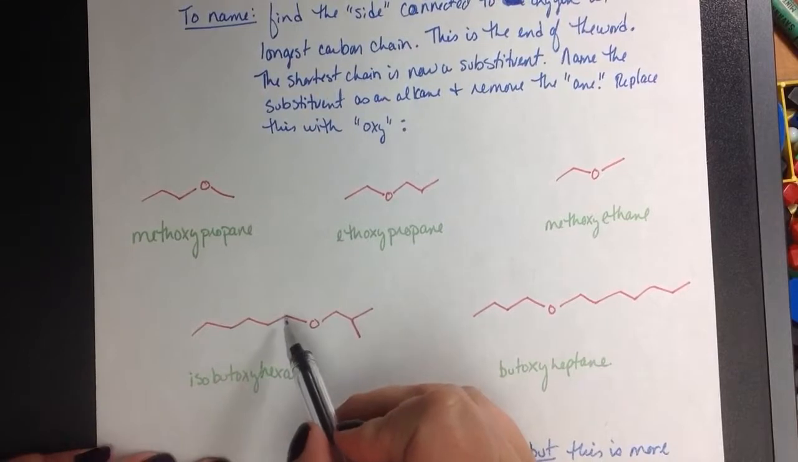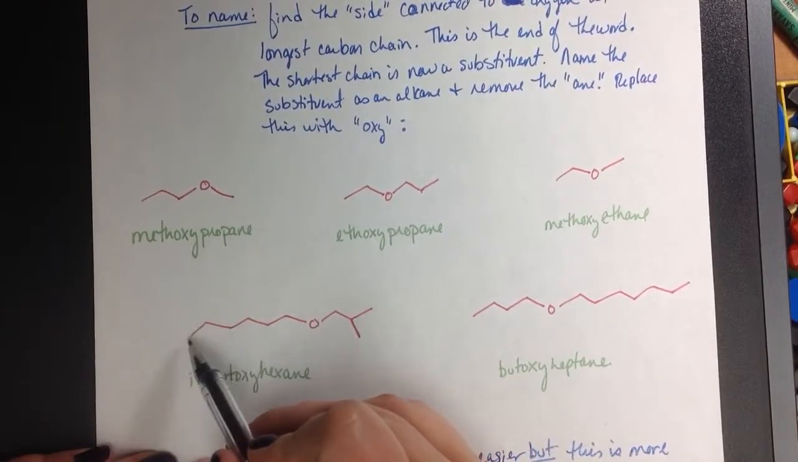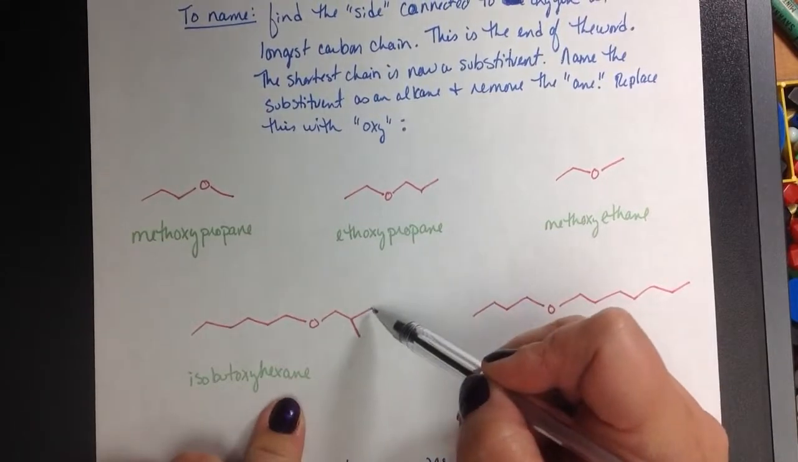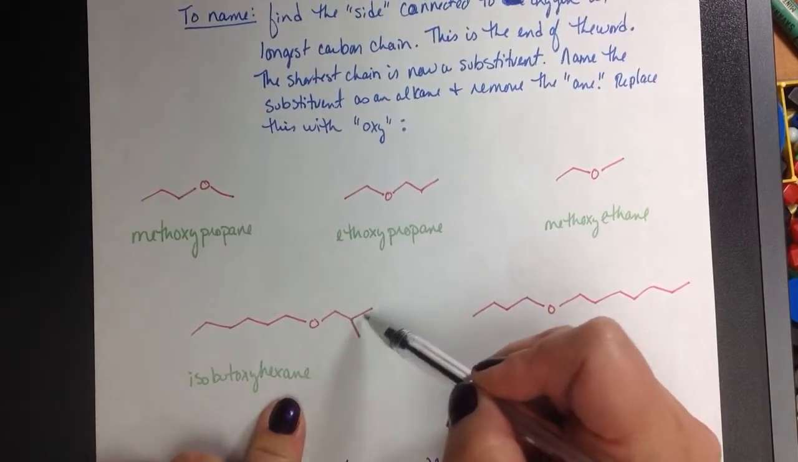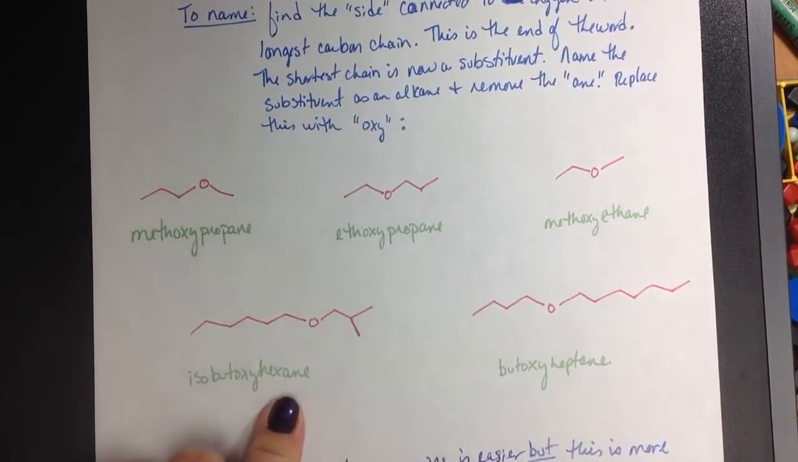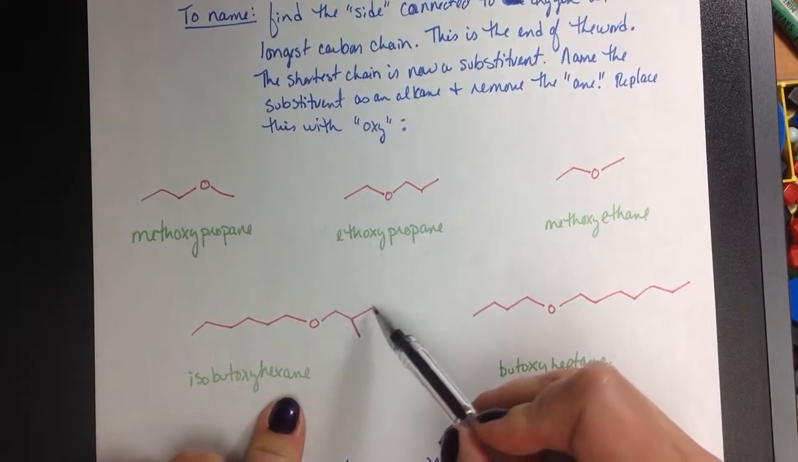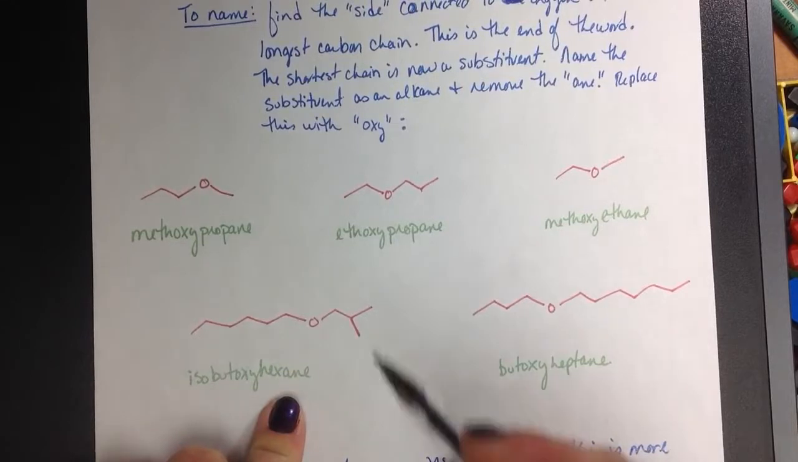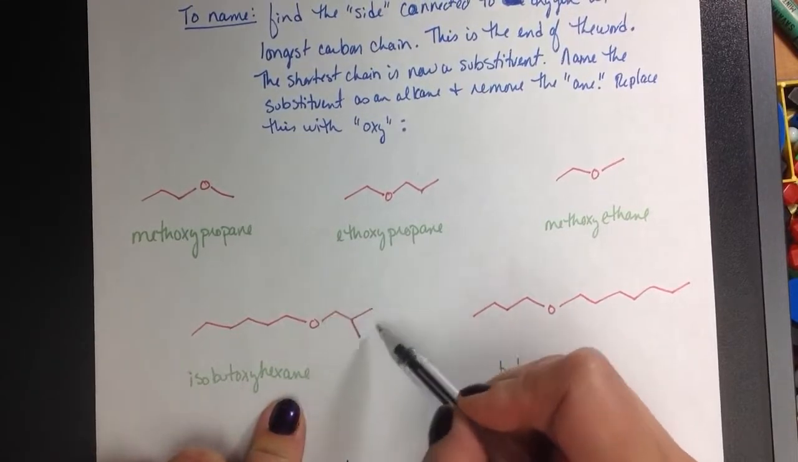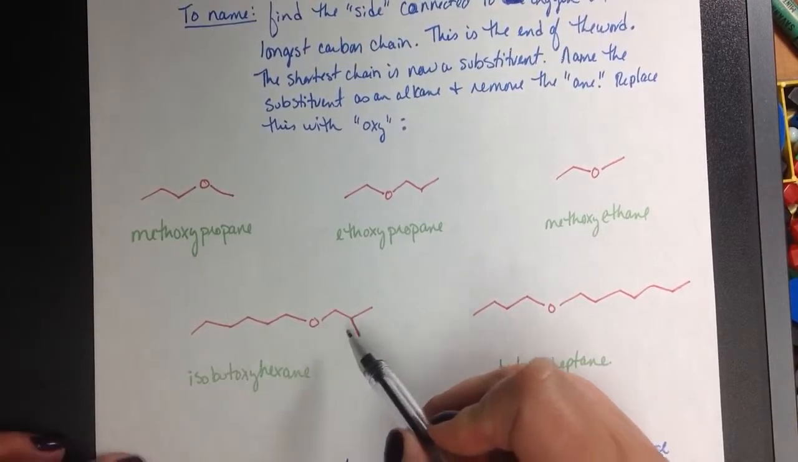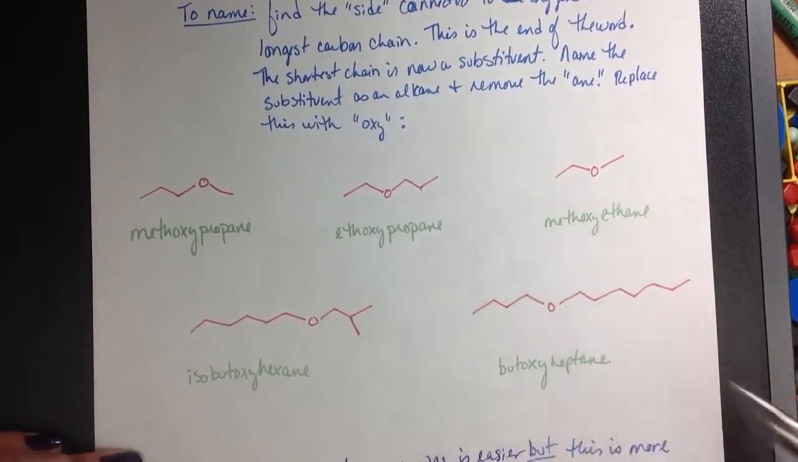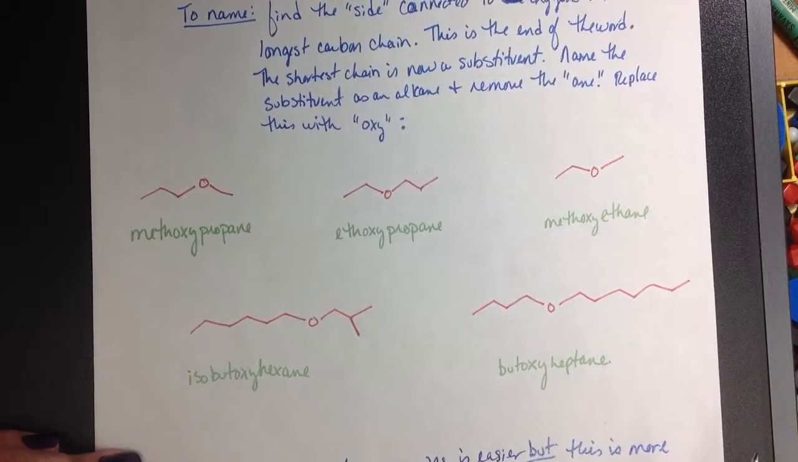Here my longest chain is 1, 2, 3, 4, 5, 6. That's hexane. And this would be an isobutyl substituent. Remember, 1, 2, 3, 4 carbons there, and there's a forked tongue at the end, right? So this would be an isobutyl, but when combined with oxygen, it's isobutoxyhexane. That sounds complicated, but you got it.